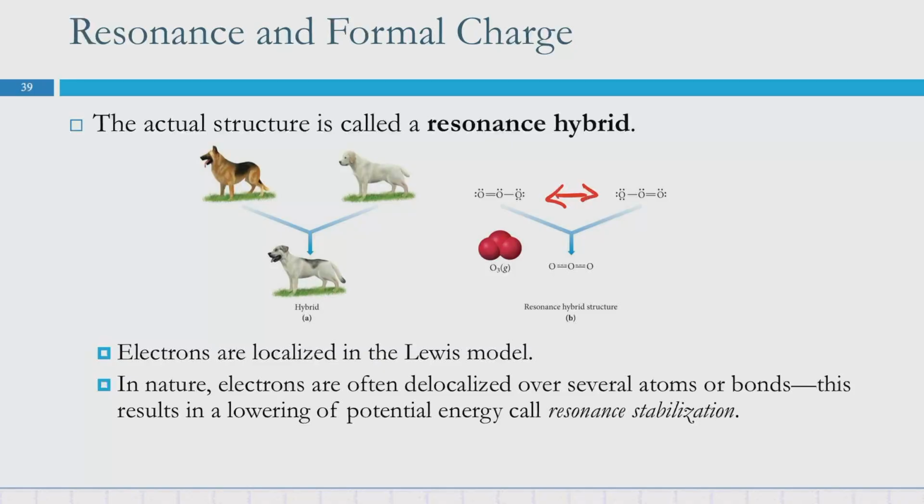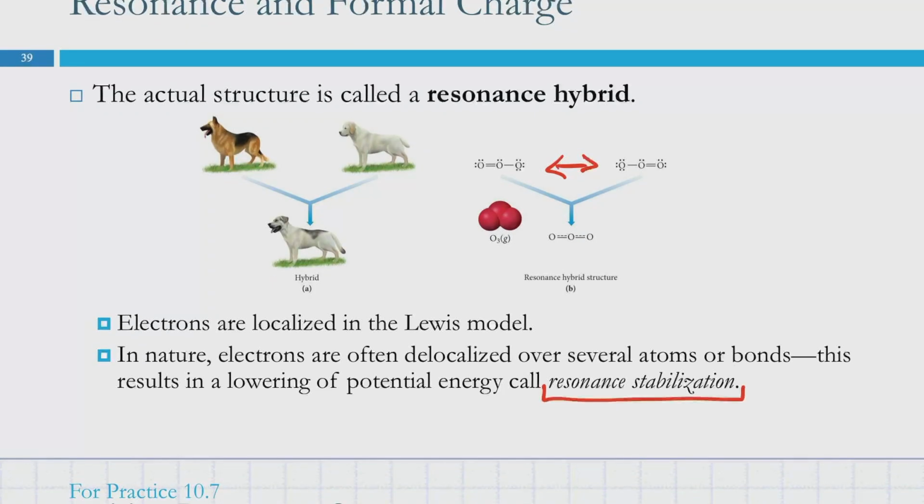What's actually happening is in our Lewis model, our electrons are localized. They only sit in one spot. In reality, they're often delocalized, meaning that they can move across a region, or they're evenly shared across a region. And this causes something called resonance stabilization, which if you take organic chemistry, you'll learn all about. We might even talk about it a little in this class.